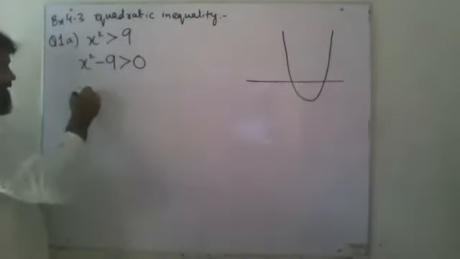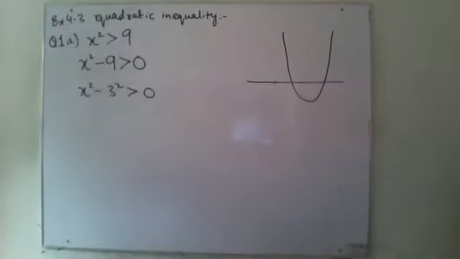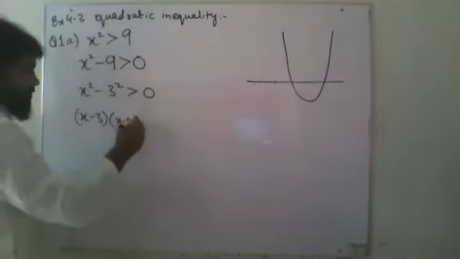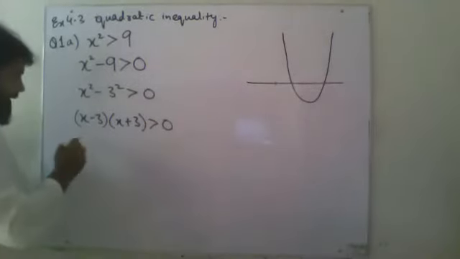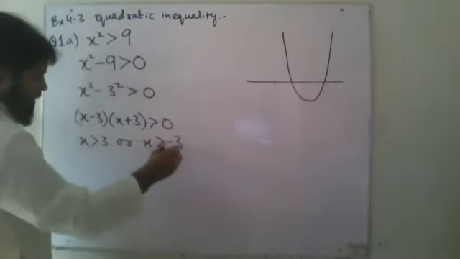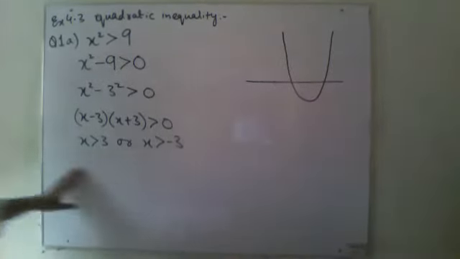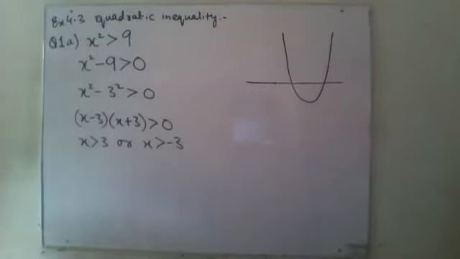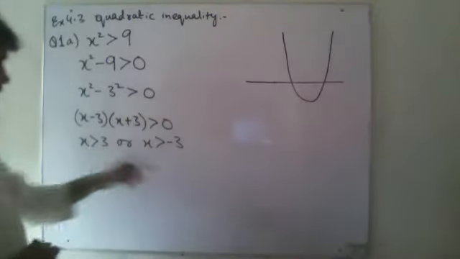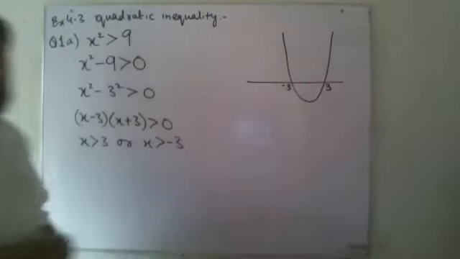Now, x square minus 3 square is greater than 0. Right? So, a square minus b square means x minus 3 and x plus 3 greater than 0. And then x is greater than 3 or x is greater than minus 3. So I have got this thing when I have simplified this one. Now what will I do? One is 3 and one is minus 3. So I am putting minus 3 over here and I am putting 3 over here.